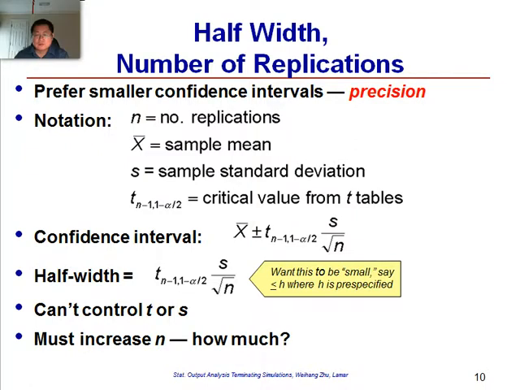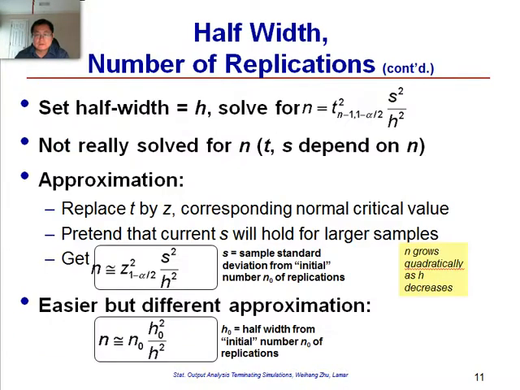The question is, what should be the value of n? The value of the t distribution depends on n, so it will be a hard question to solve. We may replace t with z, the normal distribution. Then we can get approximation formulas to calculate n. We will use the formulas in this slide to calculate the number of replications needed to get the desired half-width. We will illustrate how to use the formulas in the next slide.